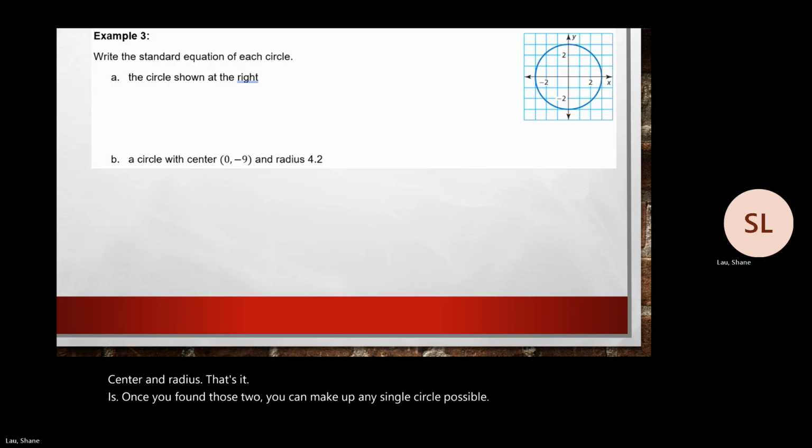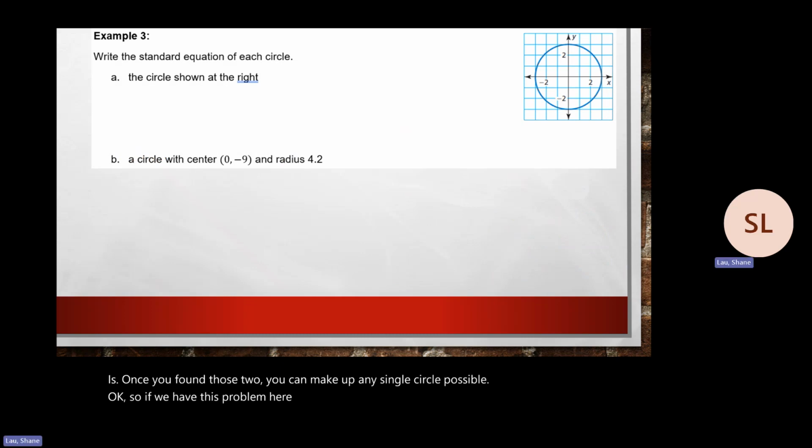So if we have this problem here where we have to write the standard equation of each circle and the circle shown to the right, here's how we can identify our radius and our center. Take your pen or pencil. You're starting at -3 and you're ending at 3 from one end on the left-hand side to the other end on the right-hand side. And you're going to go directly into the middle, and that is where your center is.